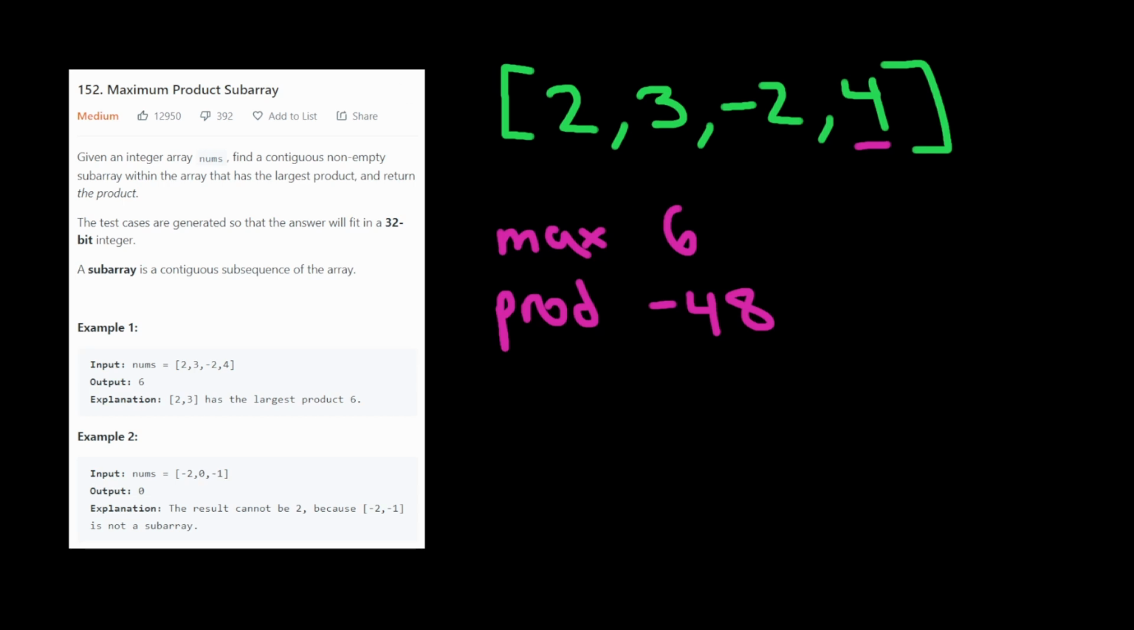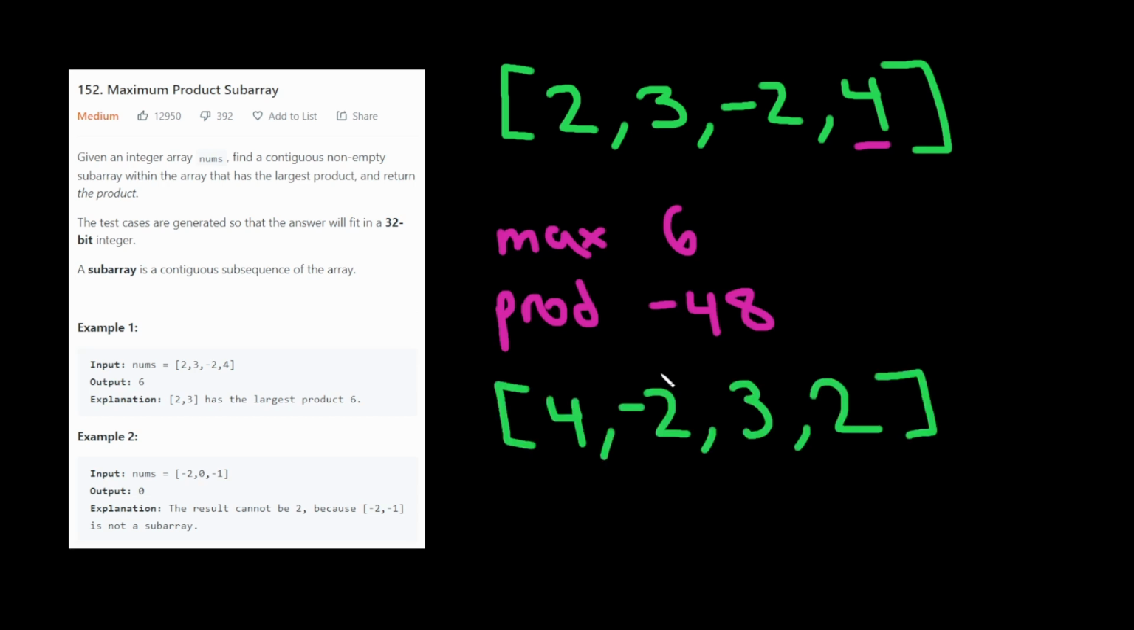However, if the array were reversed like this, then it would not work. And in fact, what it would return is 4. In this case here, we will actually want to go backwards from the right. So we'll start with 2 again. Max and product are 2. Then we go to this 3. They both become 6. Then we hit this -2, product becomes -12. Then we hit this 4, product becomes -48, and the max is 6.